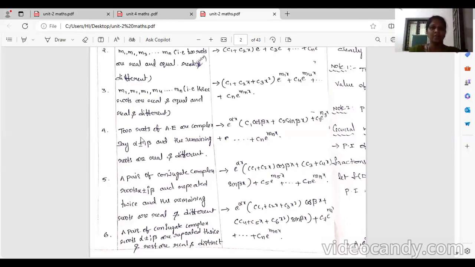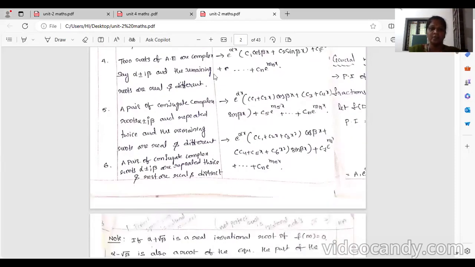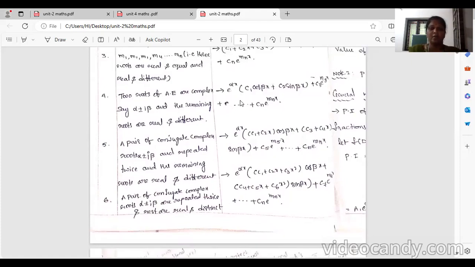And the fourth one: two roots of the auxiliary equation are complex, say alpha ± i beta, and the remaining roots are real and different. Here the complementary solution yc for the complex roots is e^(alpha x)(c1 cos beta x + c2 sin beta x), plus the real roots c3 e^(m3 x) and so on, plus cn e^(mn x).